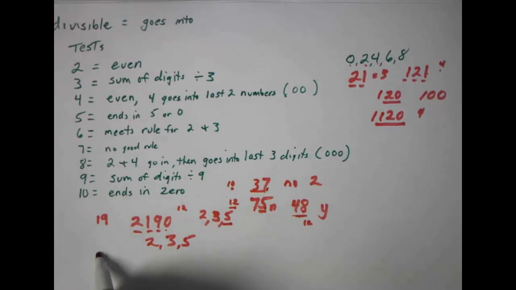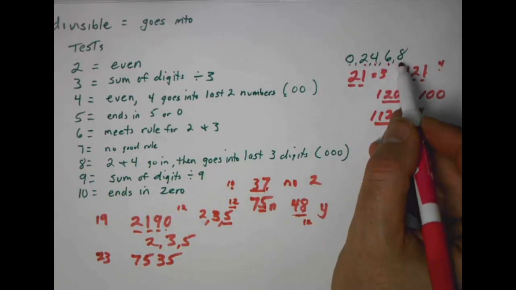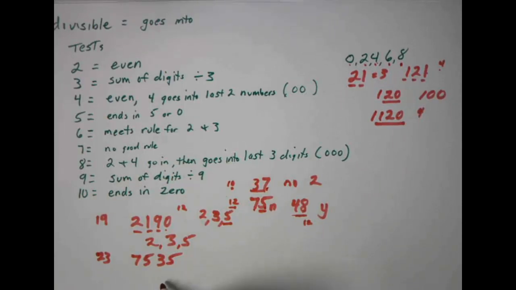Let's do another check here. Let's do problem number 23. The number is 7,535. Okay, is it even? Nope, doesn't end in a 0, 2, 4, 6, or 8. So it's no for 2, nothing there. Let's do the sum of the digits. I have 12, 3 is 15, and 5 is 20. 3 doesn't go into 20. Therefore, 3 doesn't go into this whole number.